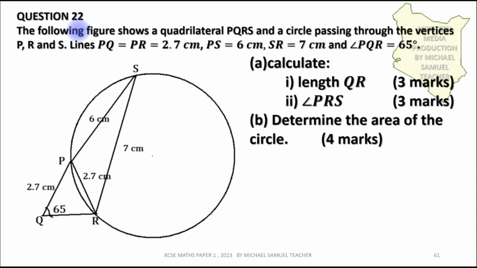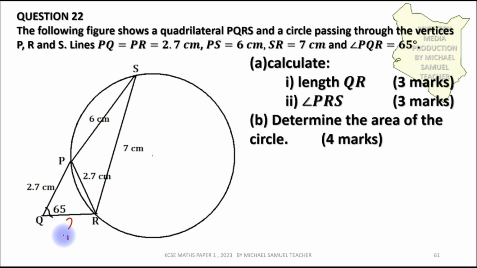Question 22. The following figure shows a quadrilateral PQRS and a circle passing through the vertices P, R and S. Lines PQ is equal to PR is equal to 2.7 centimeters, PS is equal to 6 centimeters and SR is equal to 7 centimeters, and angle PQR is equal to 65 degrees. So you need to calculate length QR.